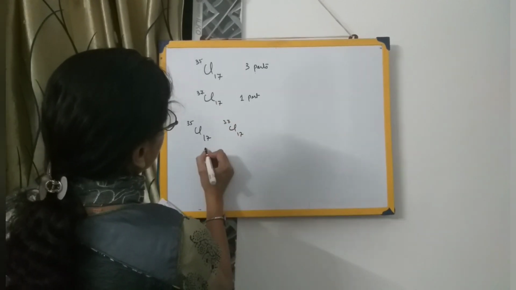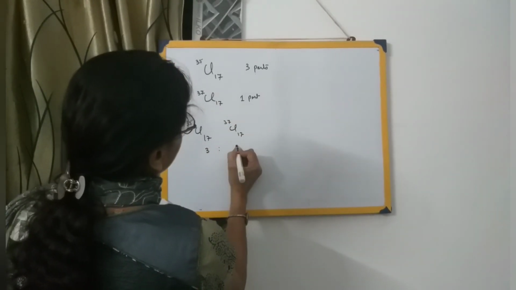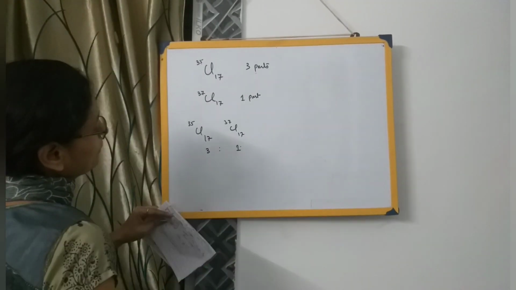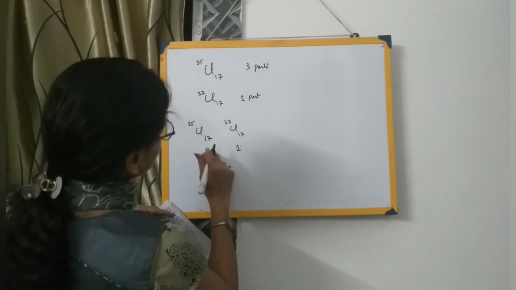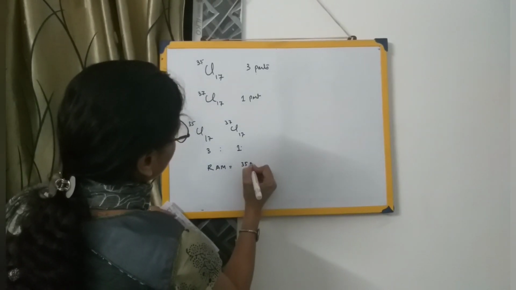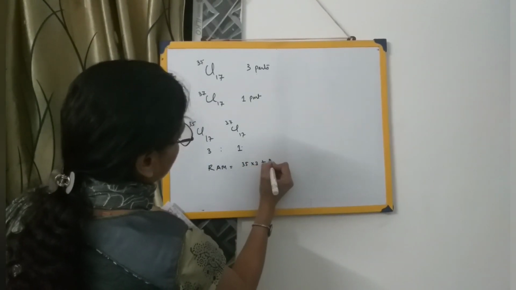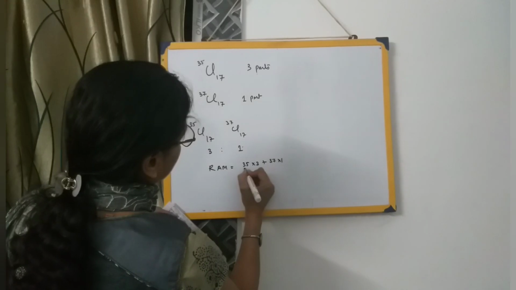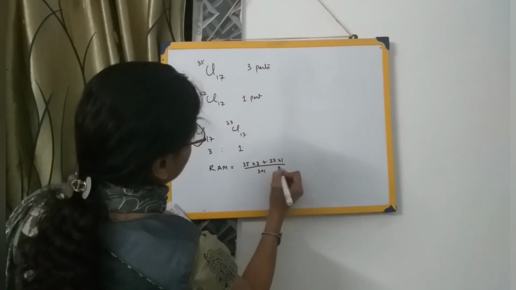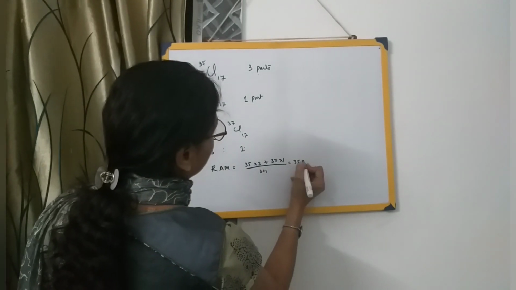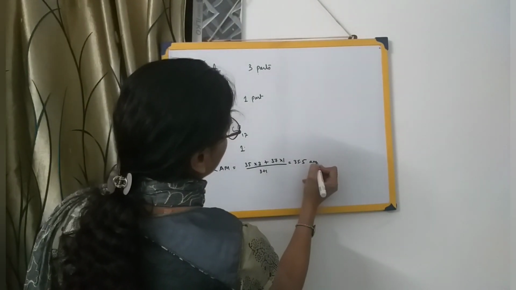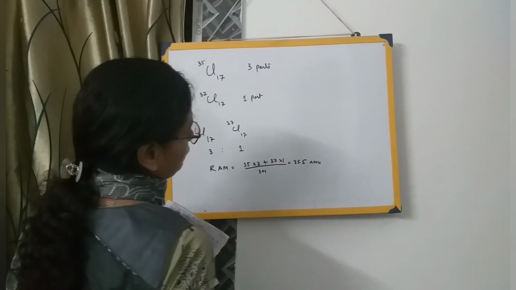Their ratio is 3:1. Clear? So in order to calculate their relative atomic masses, how do we calculate it? That is 35 into 3 plus 37 into 1 upon 3 plus 1. When you calculate it, you will find that the value comes out as 35.5 AMU. This is the relative atomic mass for chlorine.